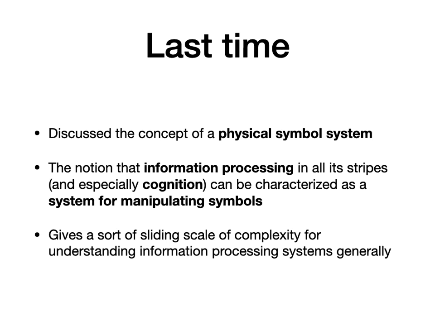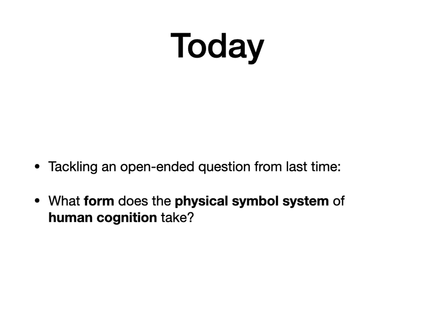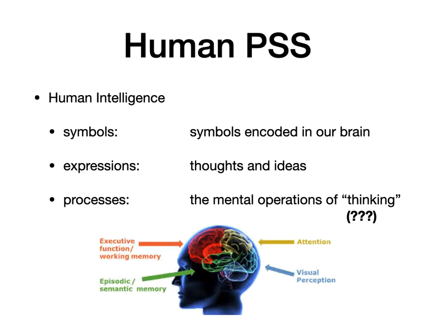So, today, we're going to tackle one of the open-ended questions from last time, and that is, if we are a physical symbol system, if the way we think can be cast as a physical symbol system, then what form does our human cognition take within that? So the human physical symbol system, human PSS, how can we cast this?